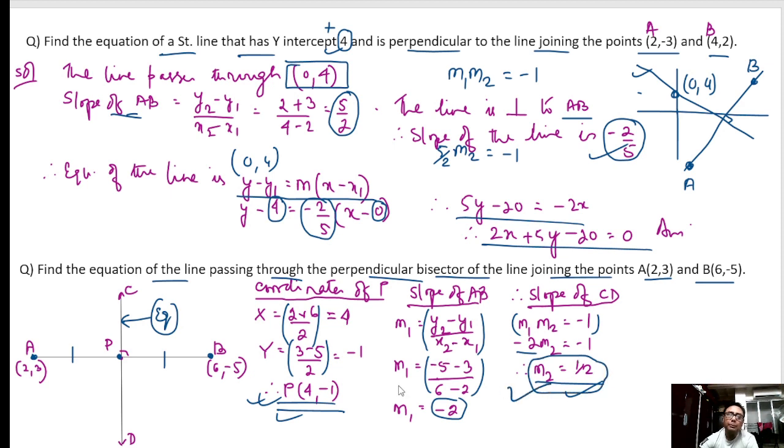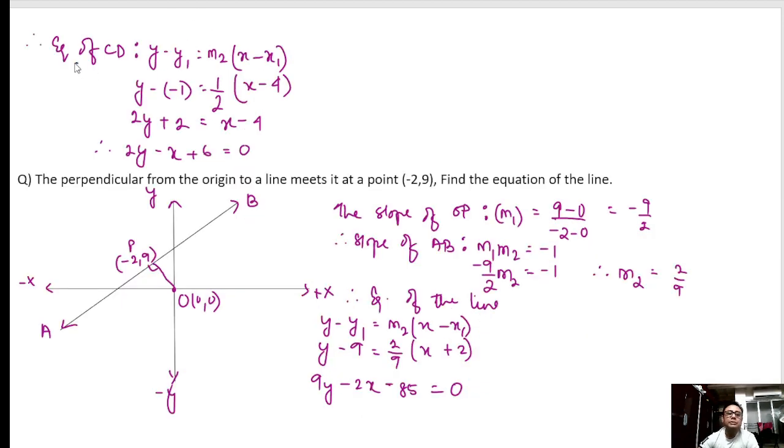Now we know the slope, we know the coordinate, so we can easily find the equation. So the equation of CD will be y minus y1 is m into x minus x1. Okay, so putting the values of y1, x1 and slope, we calculate and we get the equation of the line CD.